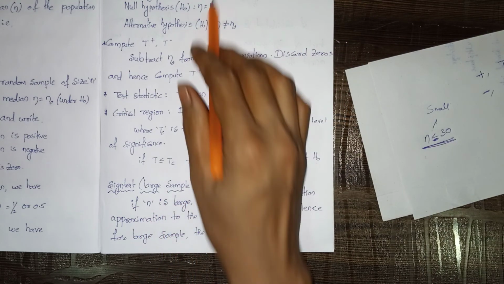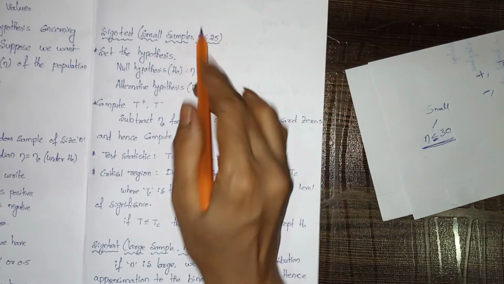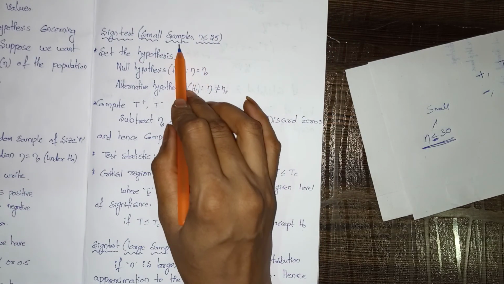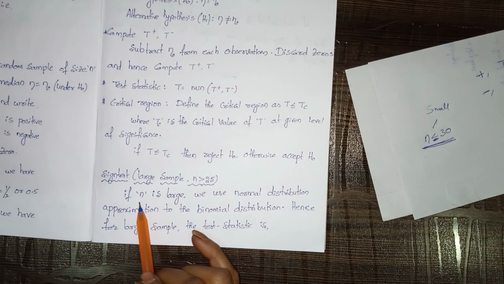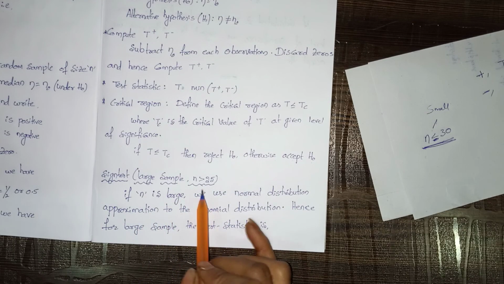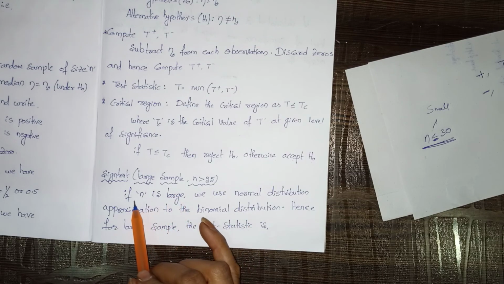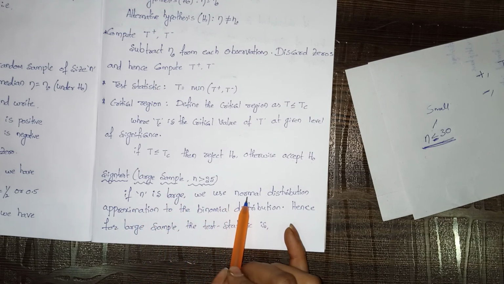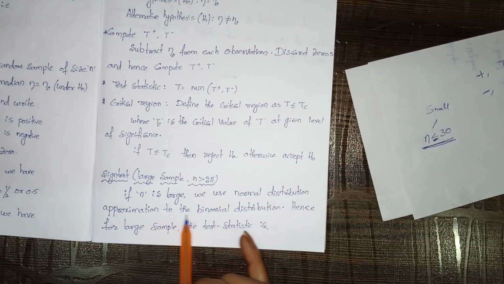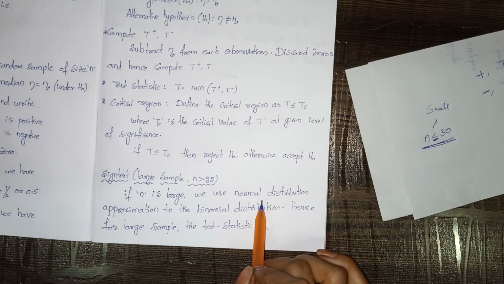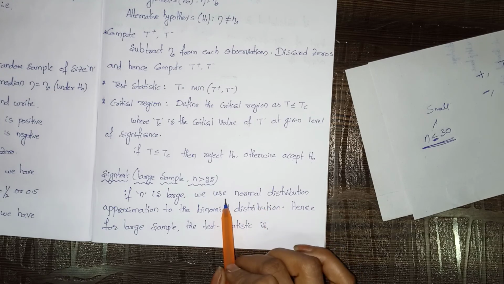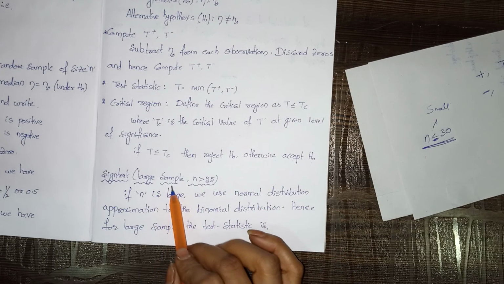For the small sample, we considered n less than or equal to 25. Then for the large sample, n should be greater than 25; that means from 26 onwards it comes under large sample. If n is large, we use the normal distribution, as an approximation to the binomial distribution. So we don't use the binomial distribution for a large sample; we use the normal distribution instead.